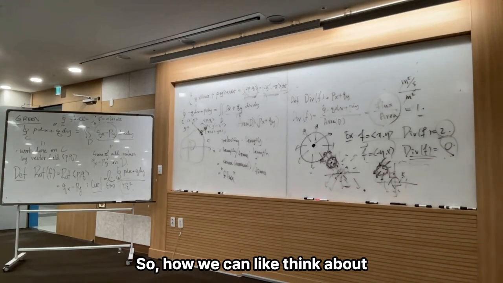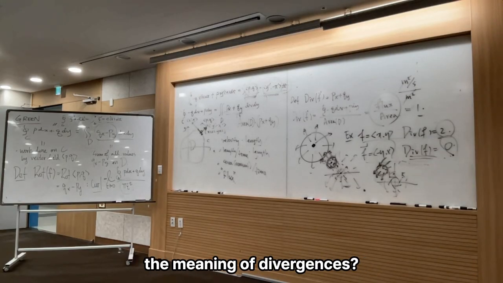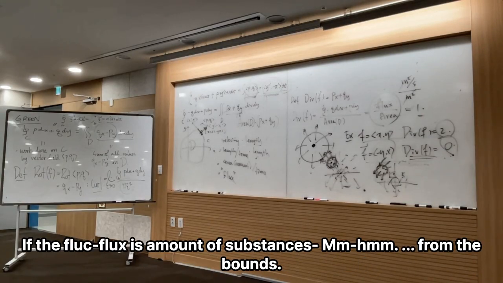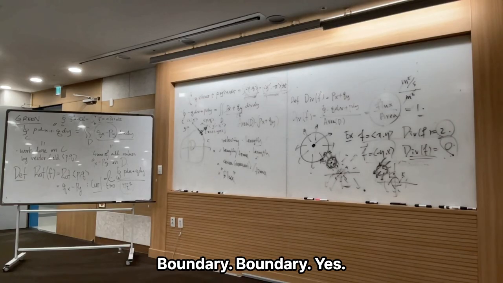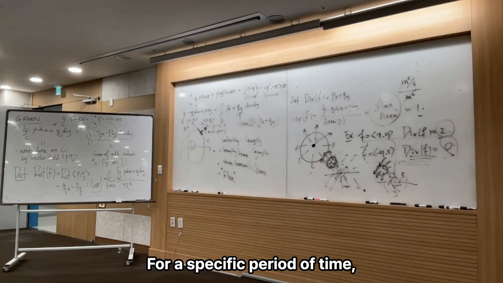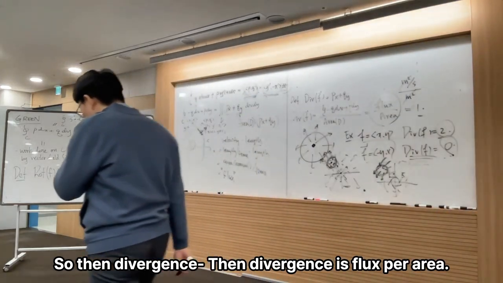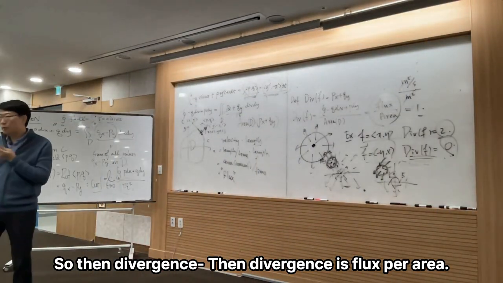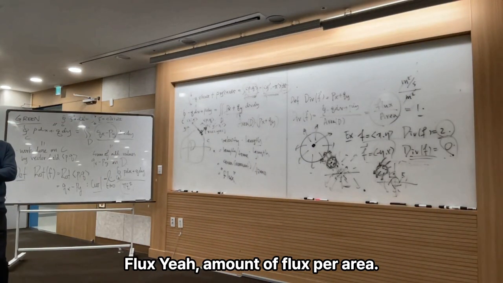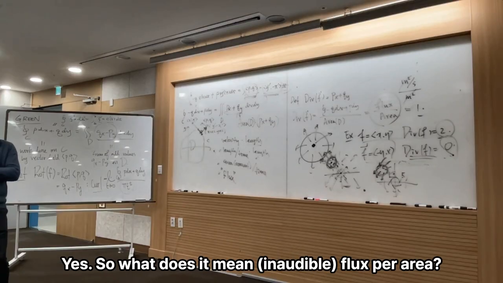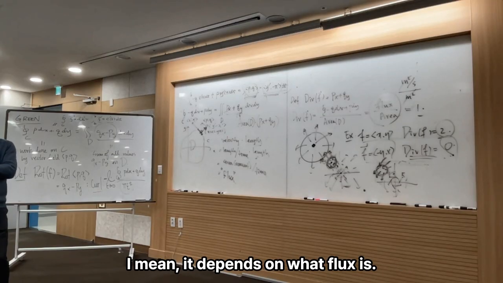So how can we think about the meaning of divergence? If the flux is the amount of substance going through the boundary of the region for a specific period of time, it's like flux per time. Then divergence is flux per area. So what is the meaning of divergence? Flux per area? I mean, it depends on what flux is.